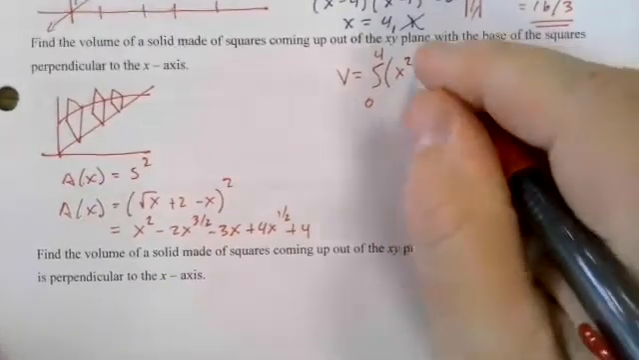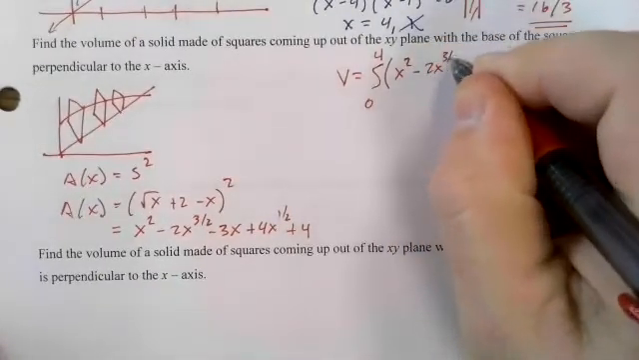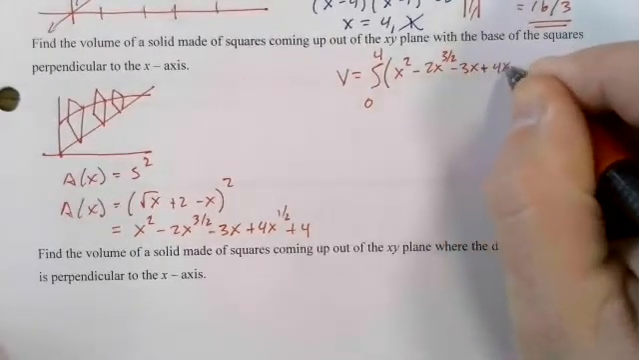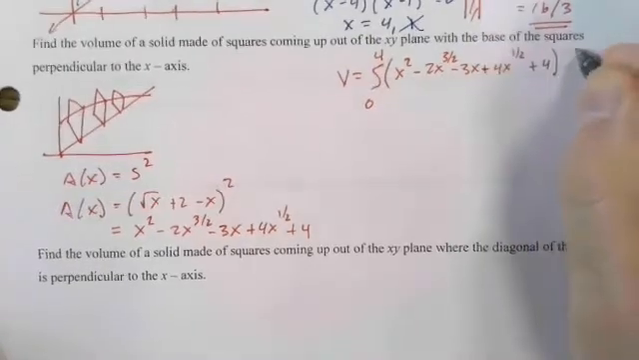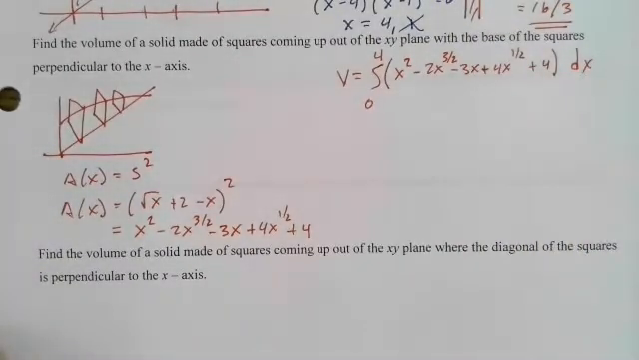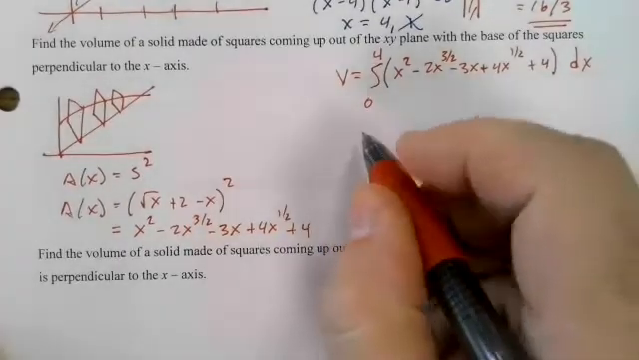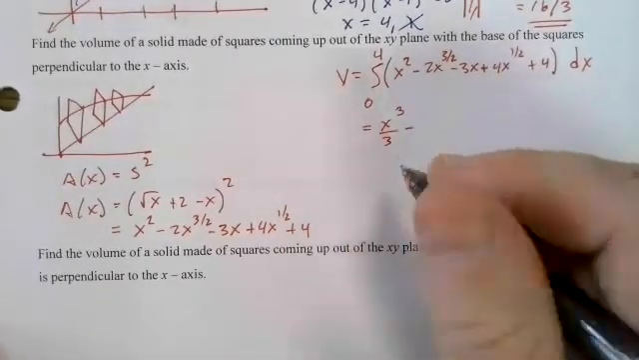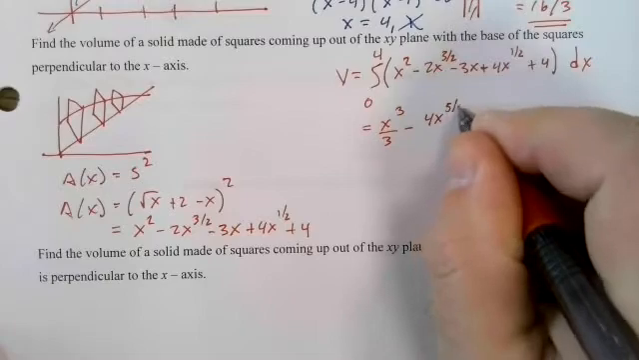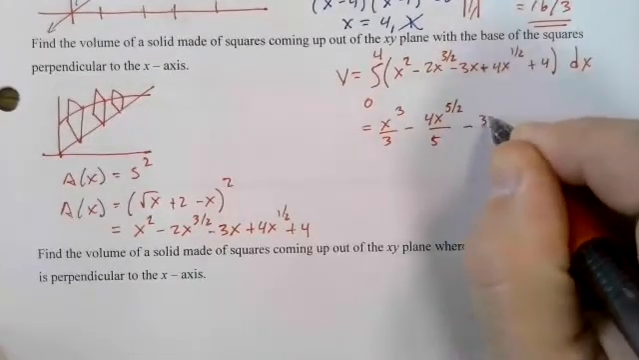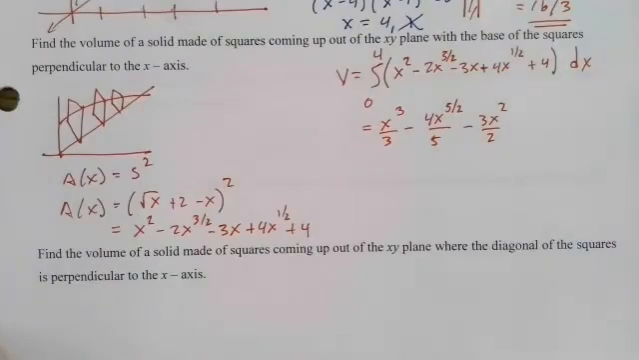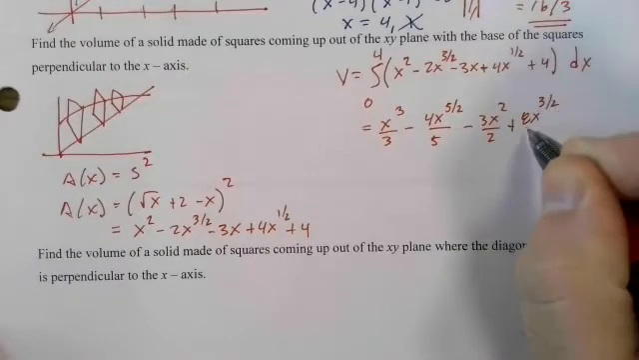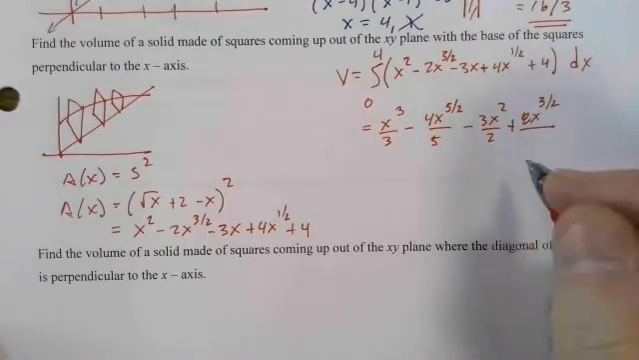x squared minus 2x to the 3 halves minus 3x plus 4x to the 1 half plus 4. And now you just have a hassle on your hands, not the end of the world. I'm actually going to do it even though I don't want to, because you should be able to do this. Hopefully you have remembered how to do this from your last semester.